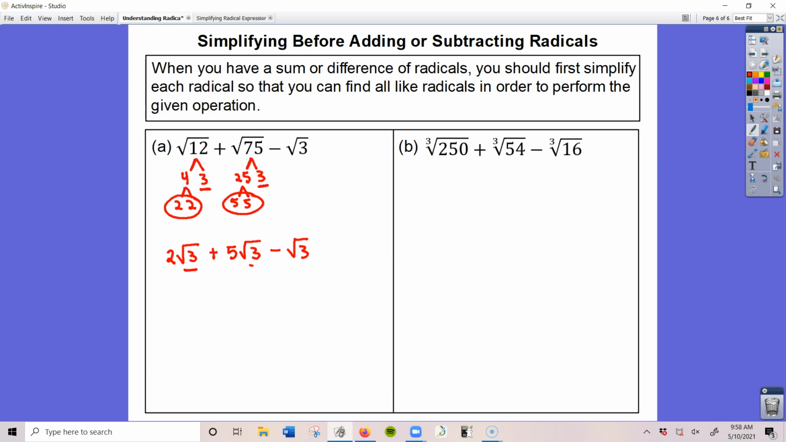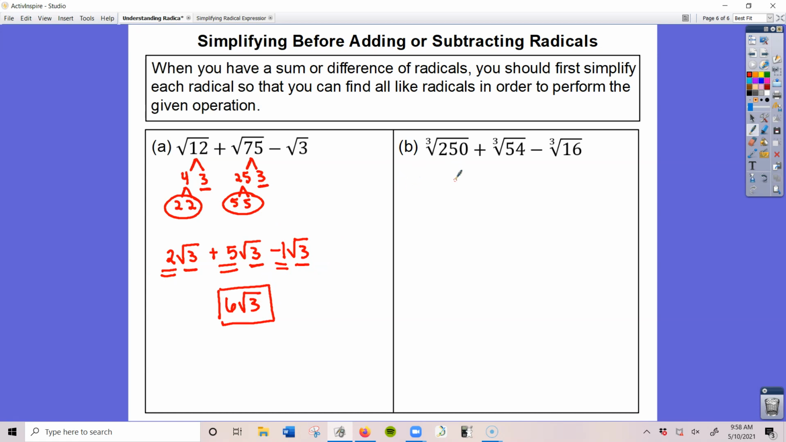Now we notice that all of these radicals are identical. So what we're going to do is combine the numbers that are on the outside. So I can combine the 2 with the plus 5, and even though we don't see a number here, this is a minus 1, because there's 1 radical 3. So 2 plus 5 is 7, minus 1 is 6, and then you attach the radical. So you kind of treat the radical as if it was a variable. Like if this was 2x plus 5x minus x. You combine them like you would as if it was an x, but instead it's the radical 3.